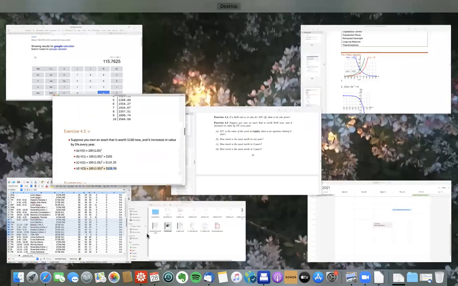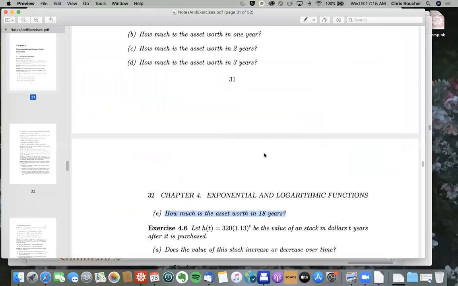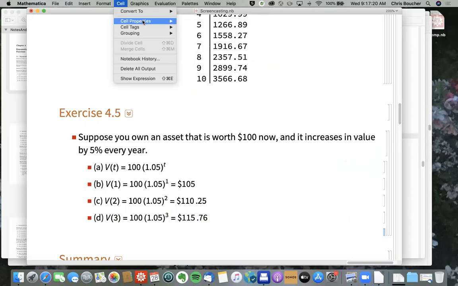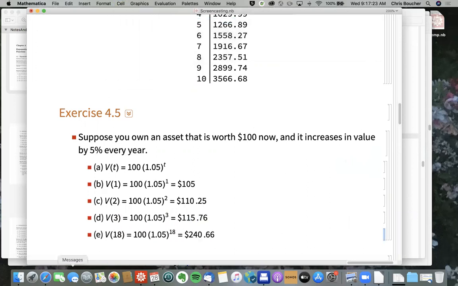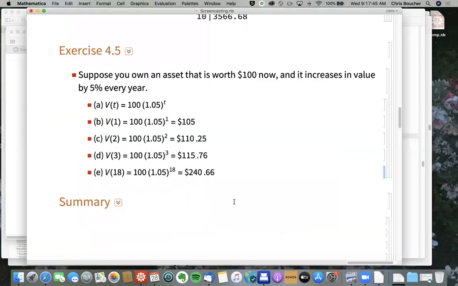Okay, and the final question in this exercise, how much is it worth in 18 years? Again, just more plugging into the function. I'm just going to calculate V of 18. Right, and I get 240.66. And again, on Google Calculator, so let's clear that, 100 times 1.05 raised to the 18, and click the blue equals, and that's the same value that we showed in the notebook here.